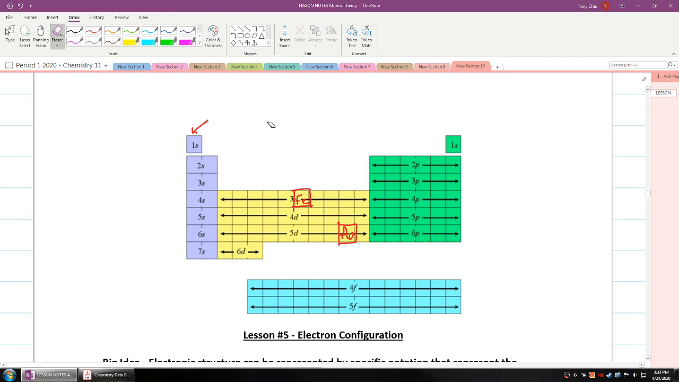So that is how you use this periodic table to help guide you. Now in our next lesson, we're going to learn and write out what electrons each of these elements has, and that's called electron configuration.